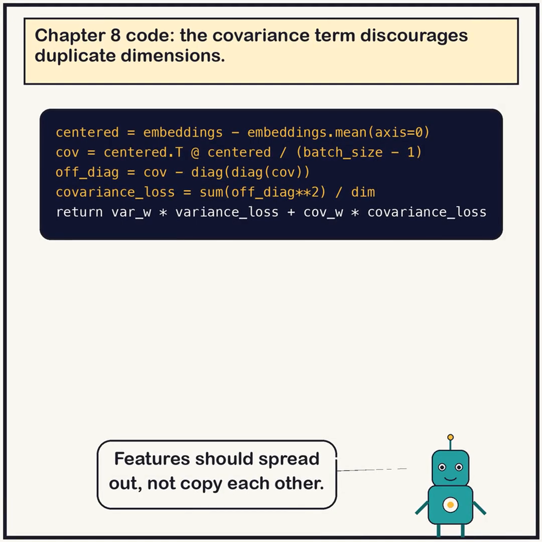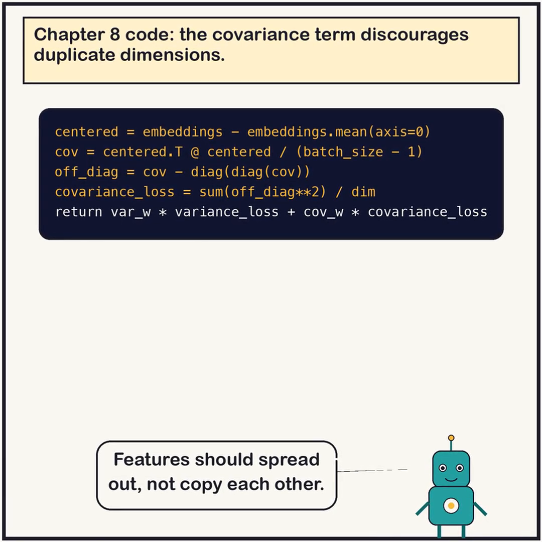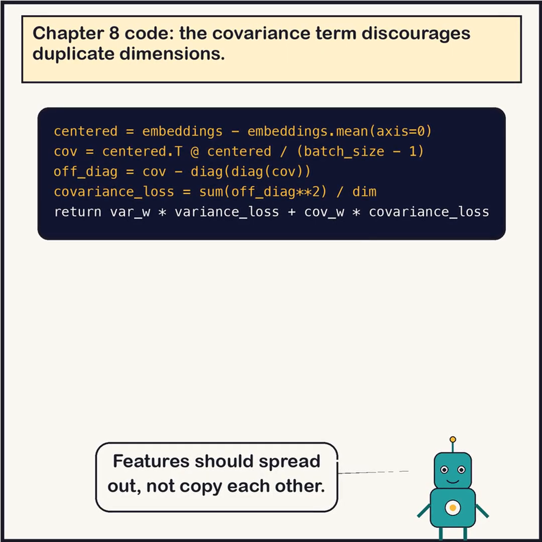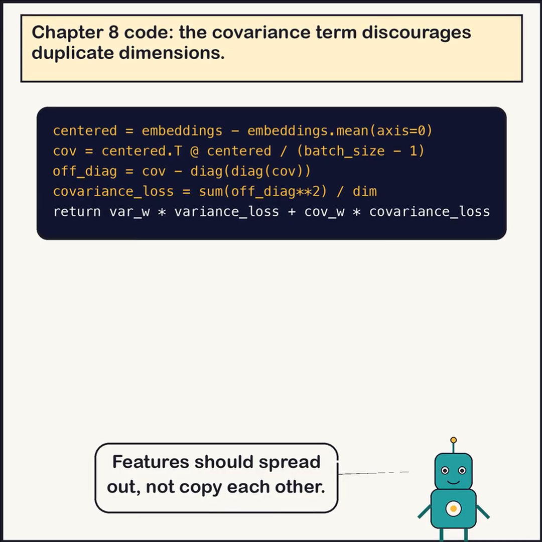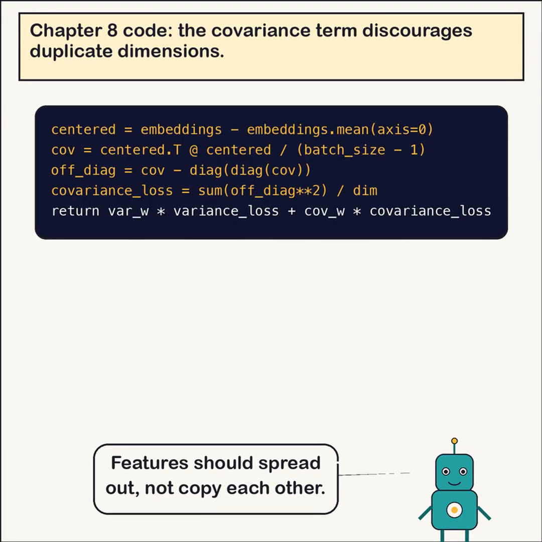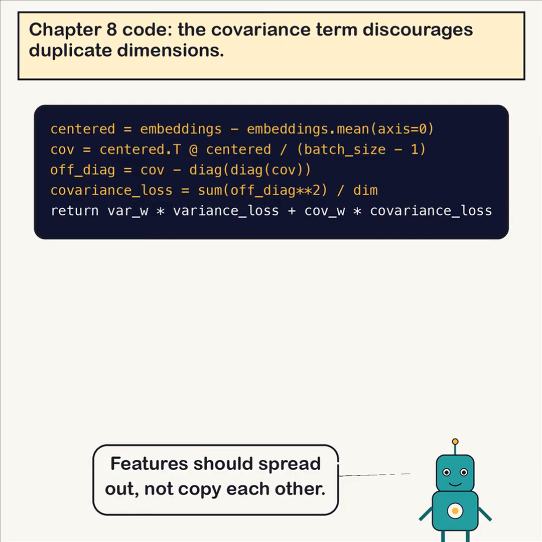The covariance term prevents dimensions from becoming copies. First center embeddings by subtracting the batch mean. Then compute the covariance matrix. Remove the diagonal, because self-variance is allowed. Penalize squared off-diagonal entries to reduce redundant correlations.